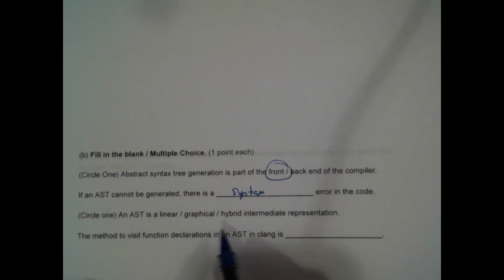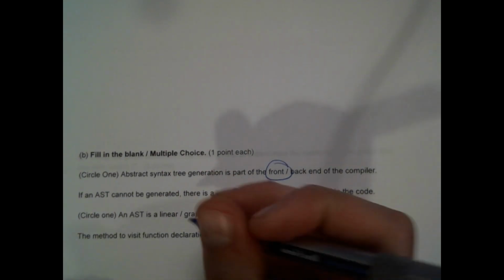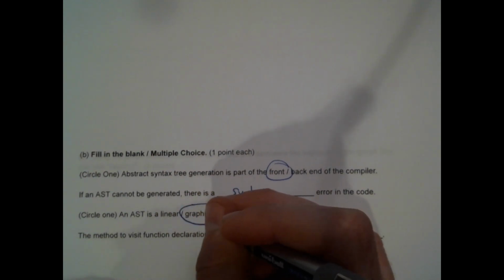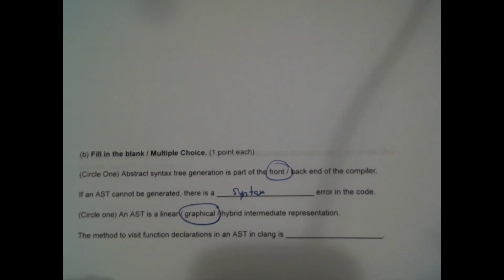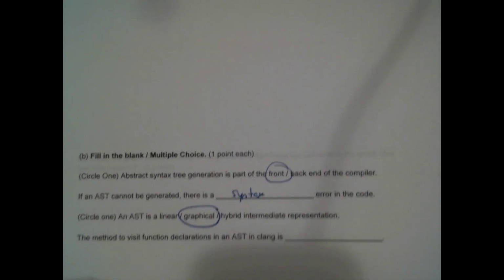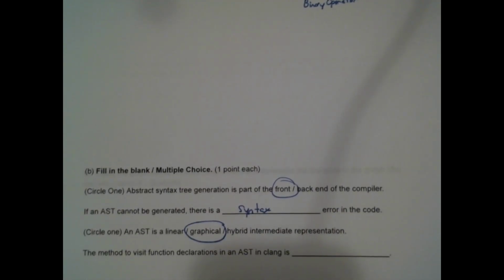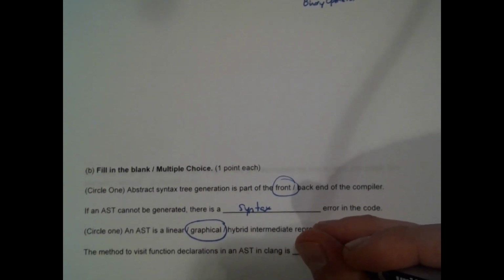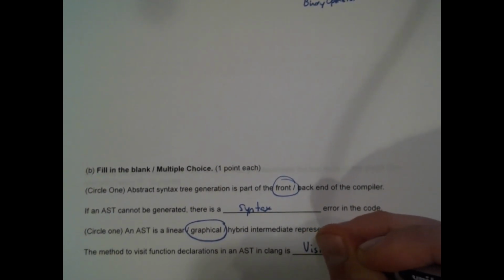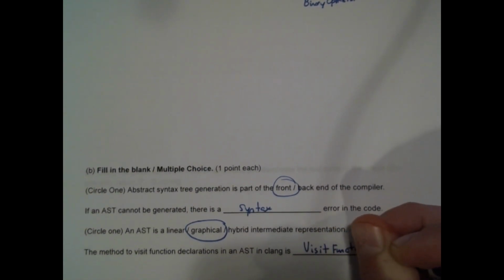An AST is a linear, graphical, or hybrid intermediate representation. Graphical is the best answer here. Hybrid can be okay, potentially, if you justify your answer. Though really graphical is the case because we're representing everything as this tree structure. And then finally, the method to visit function declarations in an AST in Clang, this is kind of a free point if you did the labs, and this would be visit function decl.